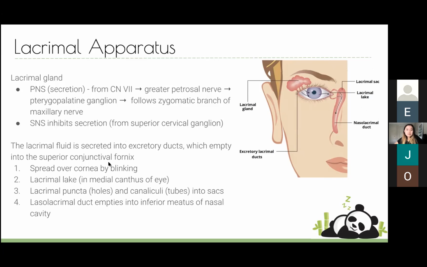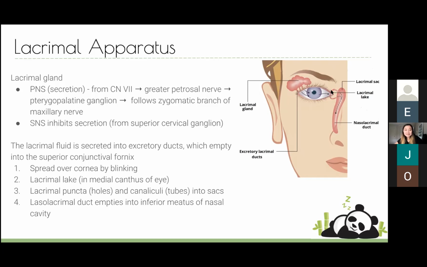So lacrimal fluid, aka tears, are secreted into excretory ducts, which empty into the superior conjunctival fornix. When you blink, it's really cool. It kind of does a wave thing, so it pushes all the tears towards the inner corner. And that's where you call it the lacrimal lake, so the tear lake, in the medial canthus of the eye.